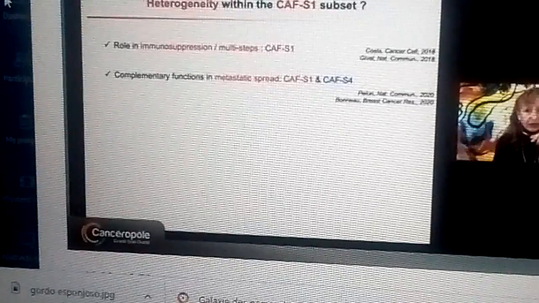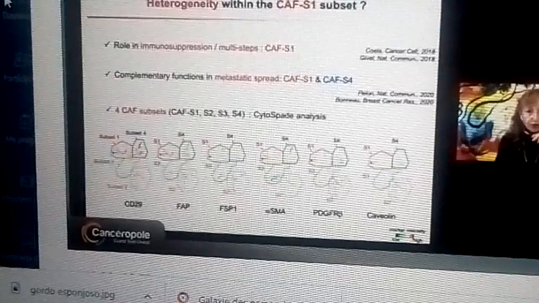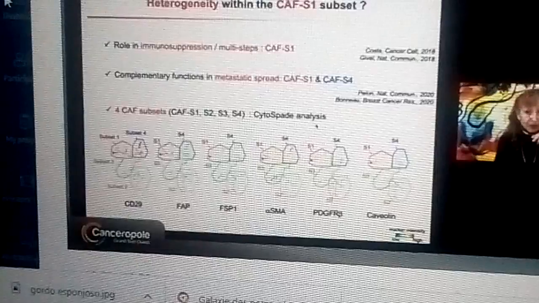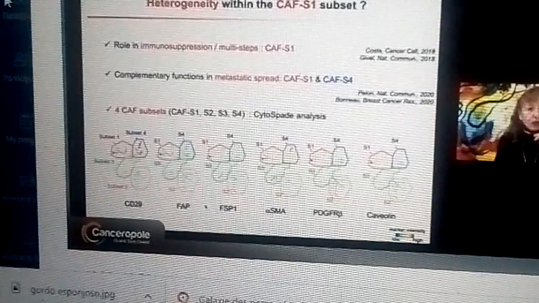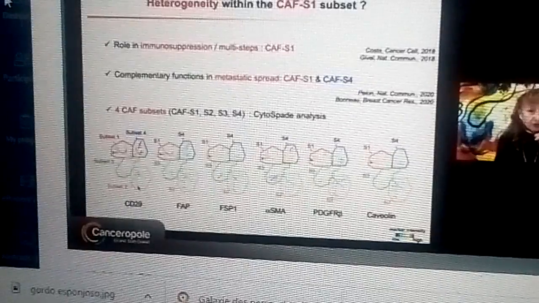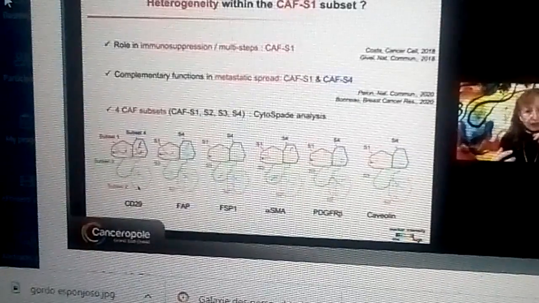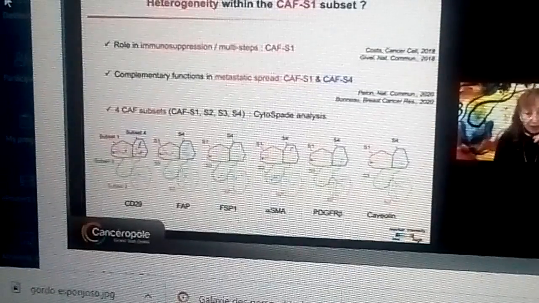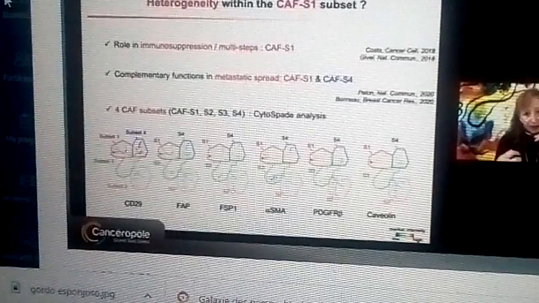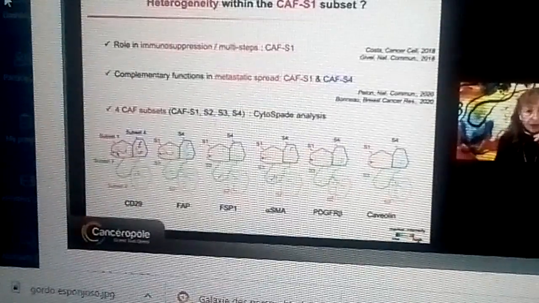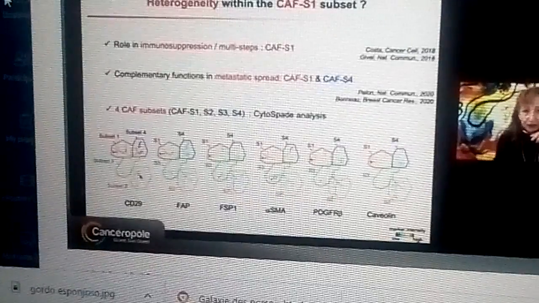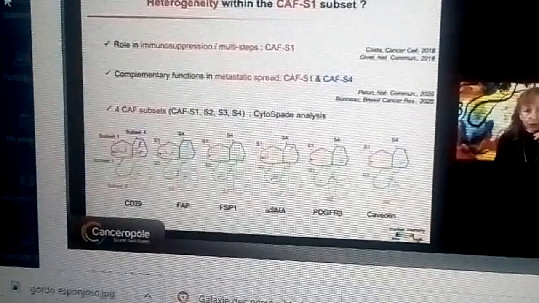And we wondered whether by themselves they could be heterogeneous. We first highlighted that by performing cytospectral analysis on breast cancer tumors using 6 different CAF markers. These analyses create trees and hierarchies of cells of related phenotypes. And what you can see on this tree is that you have 4 main branches, confirming the existence of the 4 main CAF subsets.